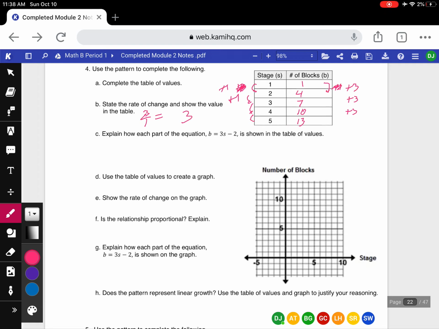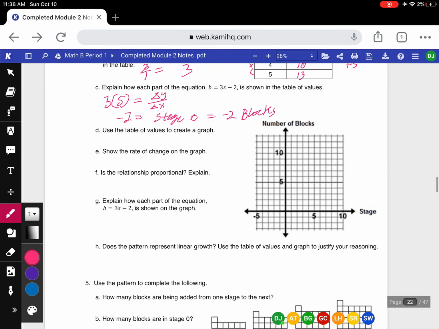Now it says explain how each part of the equation y = 3s - 2 is shown in the table values. Well, the 3s is my rate of change, my change in y over change in x, how much my y increases over how much my x increases. That's the values that I divided over here. And my -2 would be at stage 0, there would be -2 blocks.